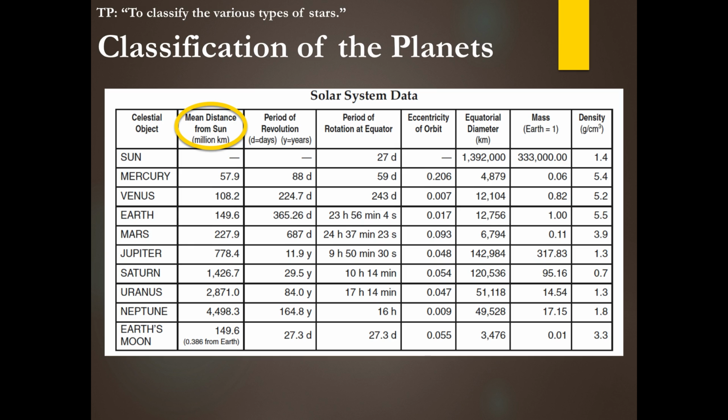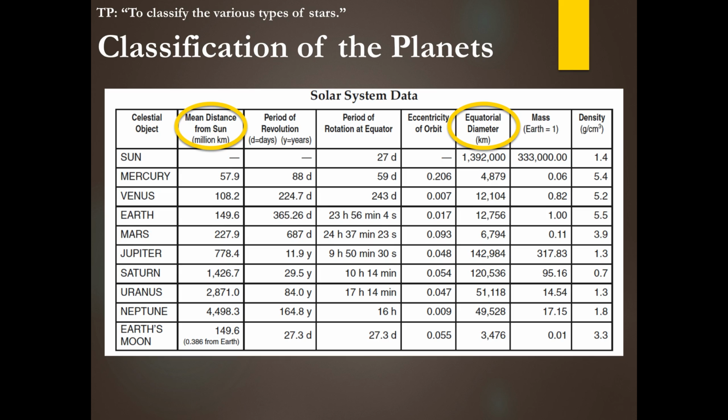So look at mean distance from the sun. We have Mercury, Venus, Earth, Mars, Jupiter, Saturn, Uranus, Neptune. And we look at the diameter. So Mercury is 4,879, Venus 12,104, so it increases. Then it goes to Earth at 12,756. Still increases, but increases slightly. Then it goes to Mars at 6,794. It's going to decrease. Then it goes to Jupiter. It's going to increase dramatically to 142,984.